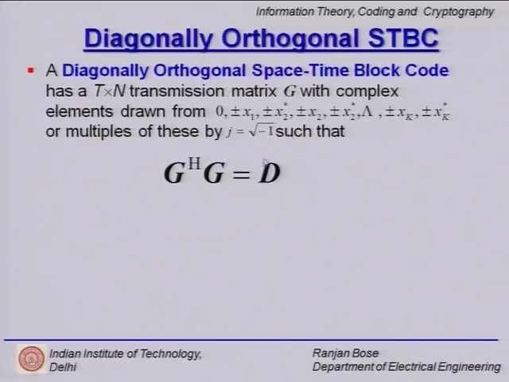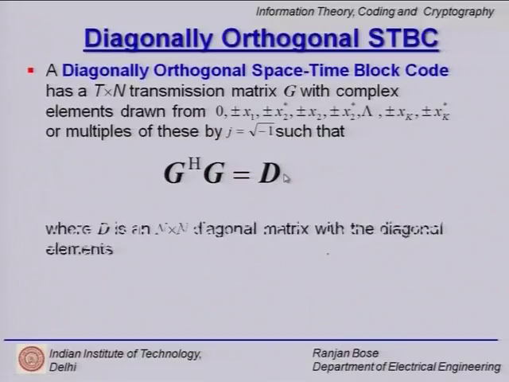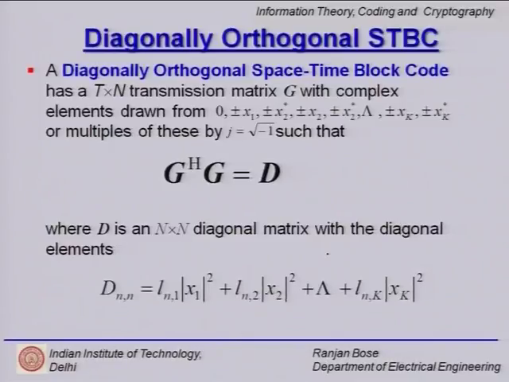Earlier it was something multiplied with an identity matrix, but this time I am happy if it is just purely a diagonal matrix. So D is an n cross n diagonal matrix, and what will be the diagonal elements? Well, diagonal elements can be of the type some coefficient times absolute value of x1 squared plus some coefficient times absolute value of x2 squared and so on up to some coefficient times absolute value of xk squared. So these are the diagonal elements of this diagonal matrix.